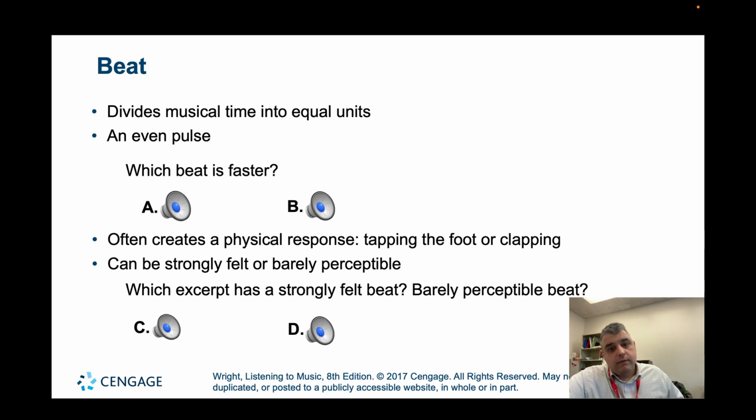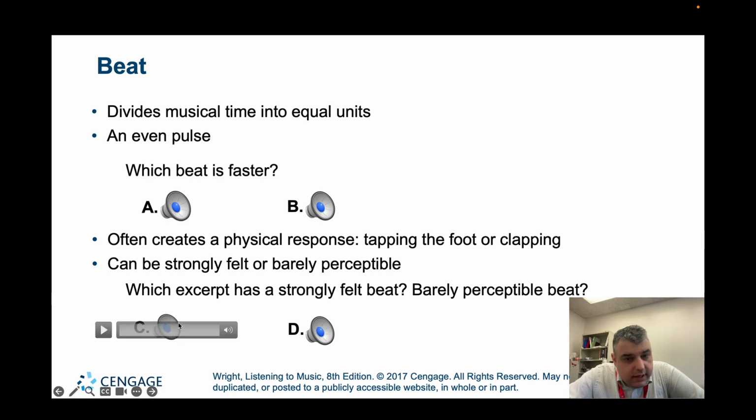So of the two versions, the second one is going to be faster than the first. Now, sometimes music's going to have a very, very strong sense of a pulse, and sometimes music may be a little bit more ambient and not have a pulse. So let's listen to these next two examples and then try and figure out which one has a very strong sense of a beat or pulse and which one doesn't.